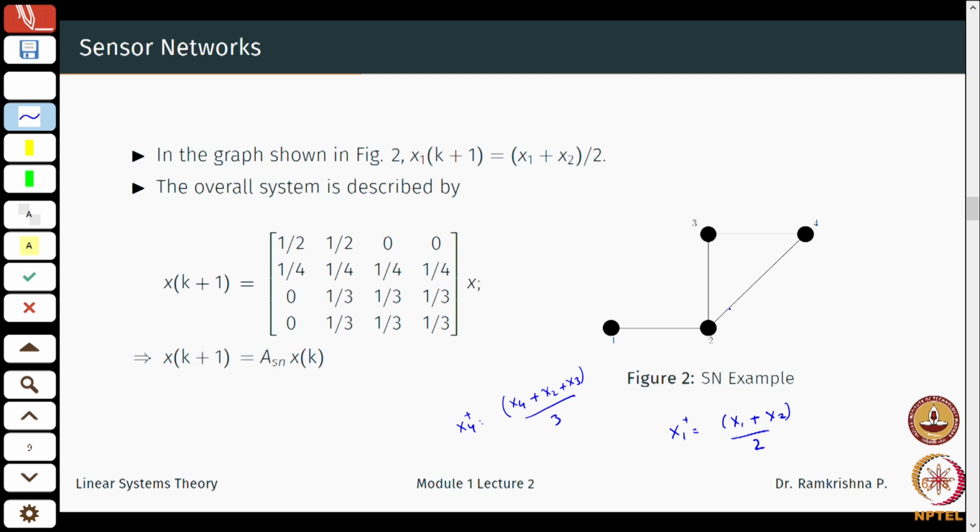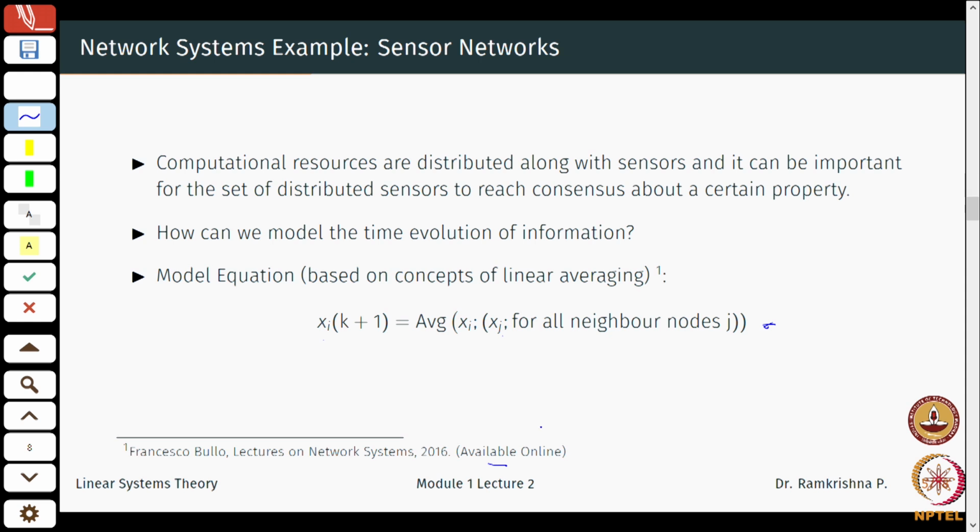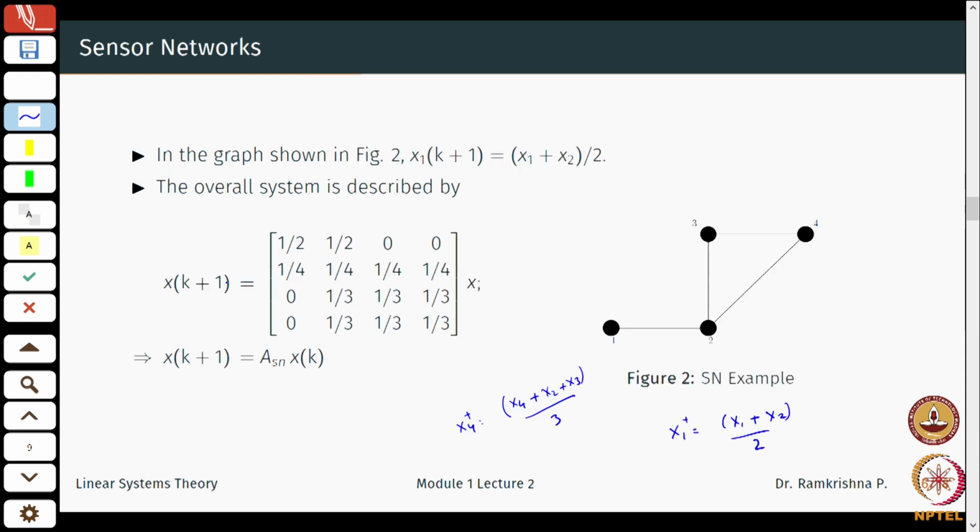I write this averaging algorithm, what is called the linear averaging algorithm, for all the nodes, and I get a model like this: x at k plus 1 will depend on x at k. So, x1 will be 1 over 2 x1, 1 over 2 x2. Similarly, this node is connected to all the nodes, so it will have 1 by 4, 1 by 4, and so on. This will be the model. Again a discrete time model, where I write x(k+1) as A x(k), just for notational purposes. I call it the A of this sensor network in this example.